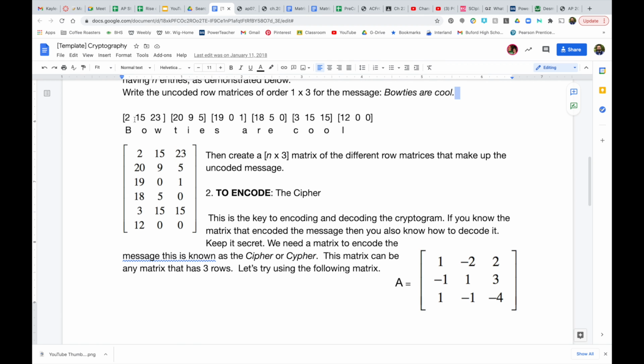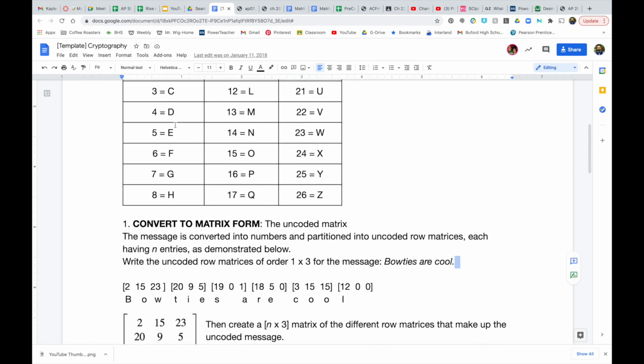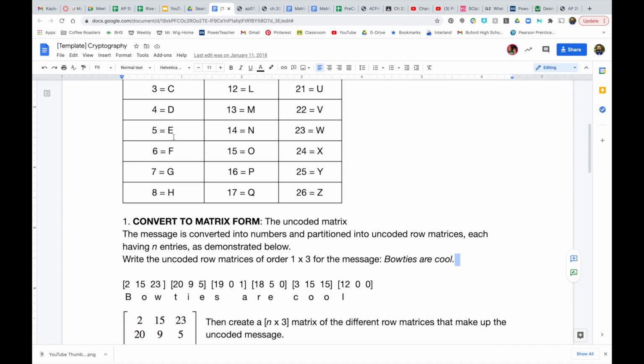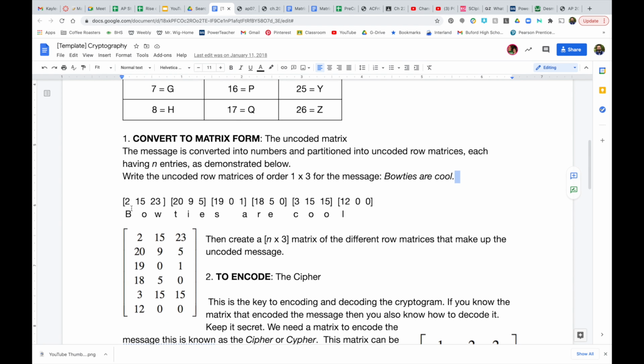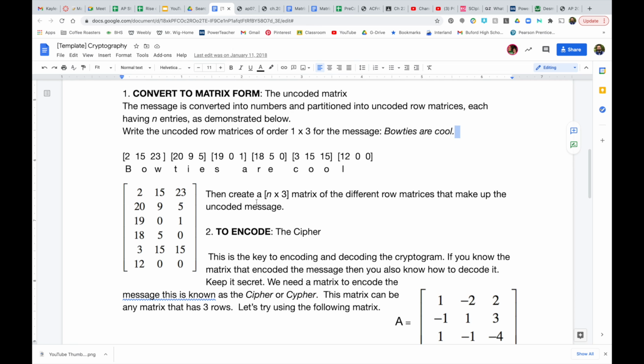So you'll write out your message, and then you're going to write just above or below those letters the numbers that correspond to the letters, right? So my message is bow ties are cool. B is the letter 2, O is the letter 15, W is the letter 23. So that's where you're going to get 2, 15, and 23 from, right? They correspond to those. So you write your message out like this, and then above each one or below, you write the corresponding numbers. What that does is that creates your uncoded matrix, right? You're going to see that here, and you're just grouping them in 3s.